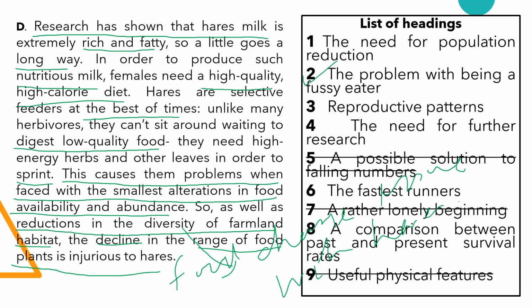My heading is food change issue with hares, and the answer is the problem with being a fussy eater. Fussy means having very high standards, and they need high energy herbs and other leaves in order to sprint, and this causes them problems when faced with the smallest alterations in food availability and abundance.